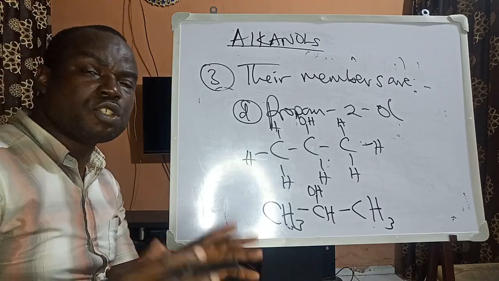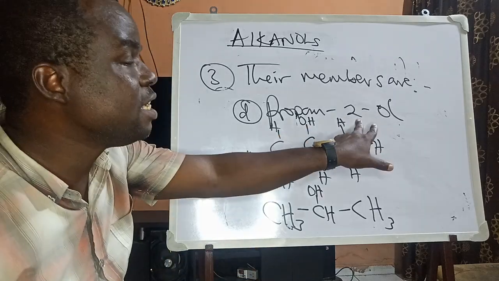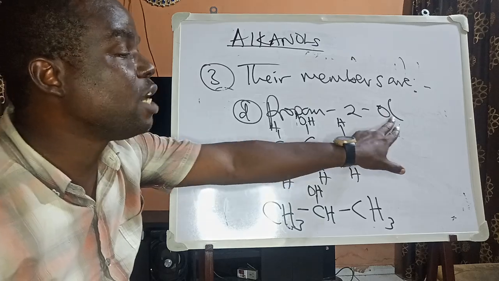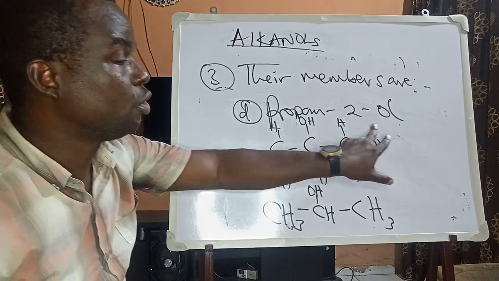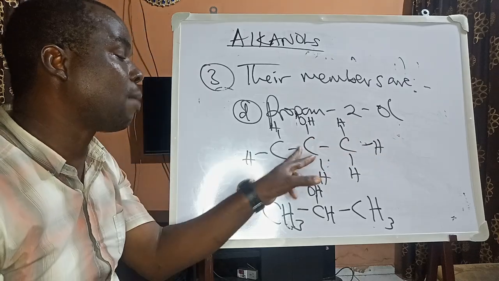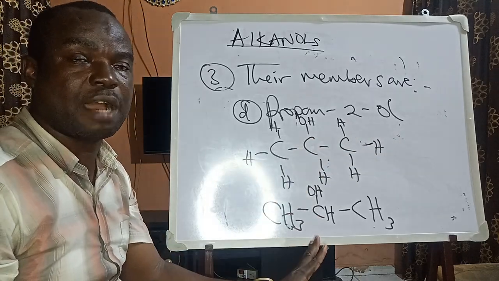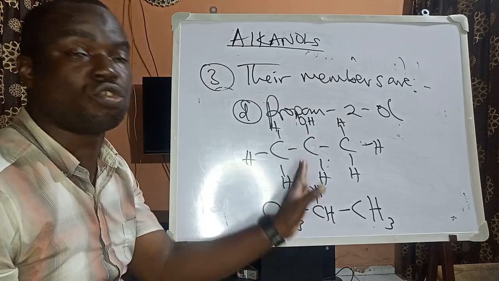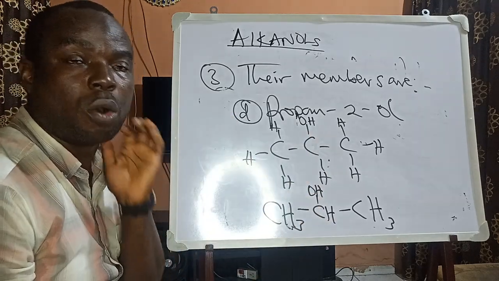Now, have you noticed something? The number here tells you where the OH should be. The OH here now, which is the ol, is on carbon number 2. So I put it on carbon number 2 here. And that's what we have. These are 2 ways you can draw propan-2-ol.